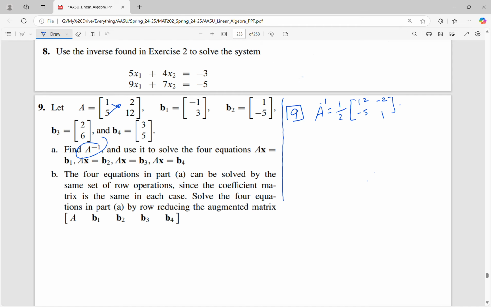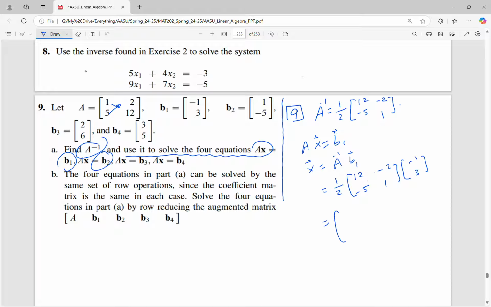This is the inverse. Now the question says use this to solve the 4 equations Ax equals b1, Ax equals b2. So let's solve any of them. For example, how do we solve Ax equals b1? X is A inverse b1, that's it. What about Ax equals b2? X is A inverse b2, that's it. So you multiply A inverse, which is this, times b1, which is -1, 3, and you multiply them. So this is minus 12, minus 6, that's minus 18. 5 plus 3, that's 8. All of this is multiplied with half. So this is -9, 4. This is the solution.